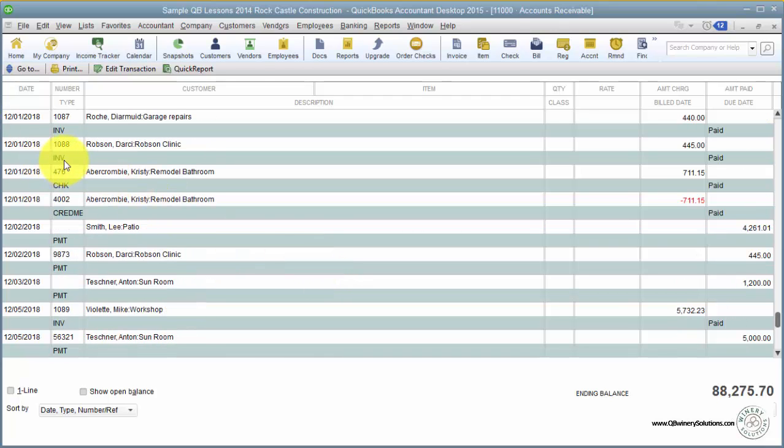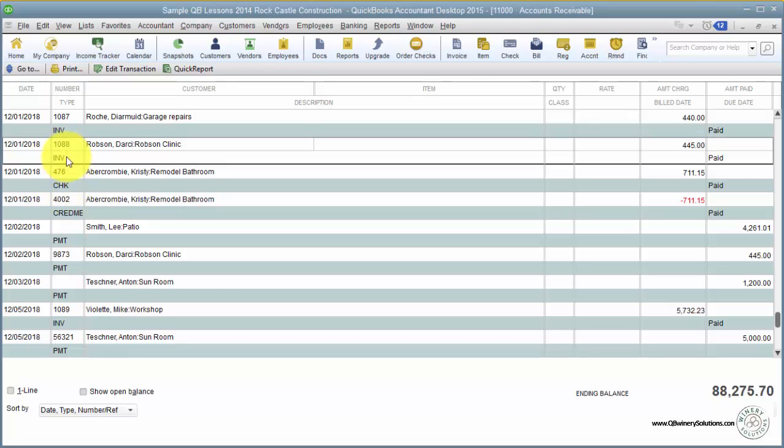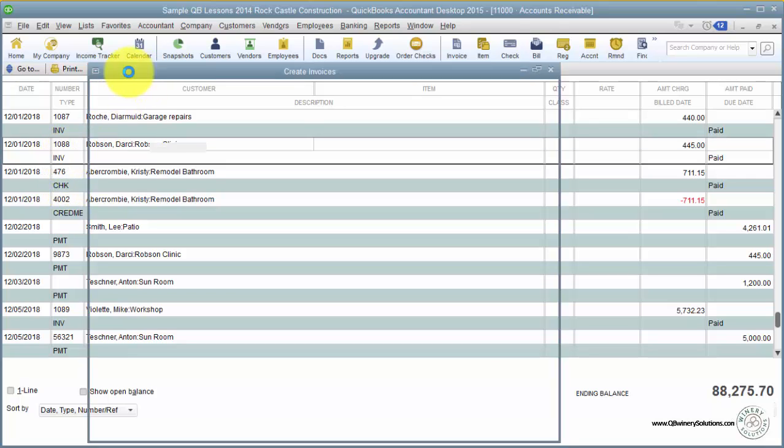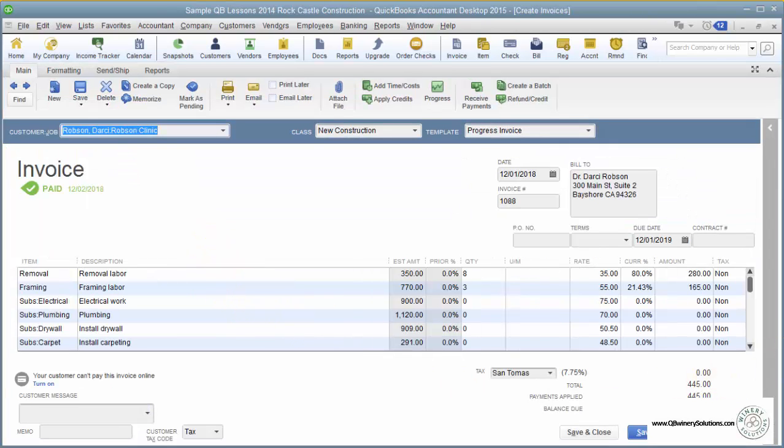This would be invoices, and this would be check payments from customers. And if I wanted to go look at this invoice, I simply go edit transaction, and this brings me to the invoice form for that transaction. And there we have it, lesson 1.3, the chart of accounts.